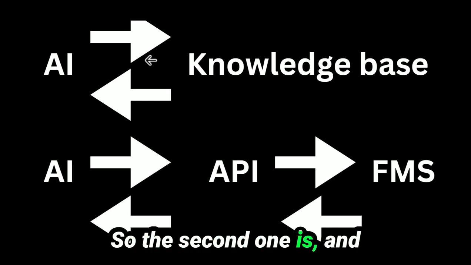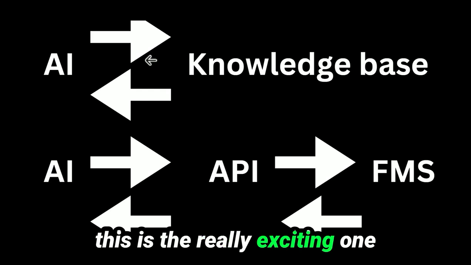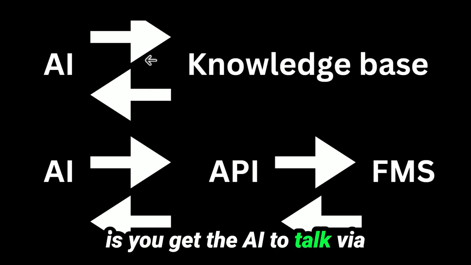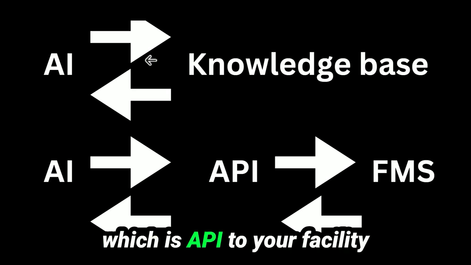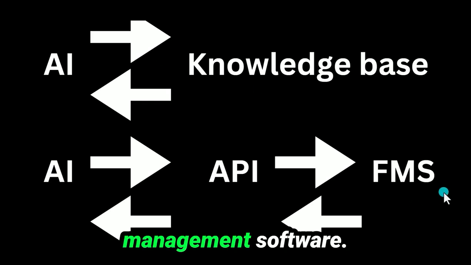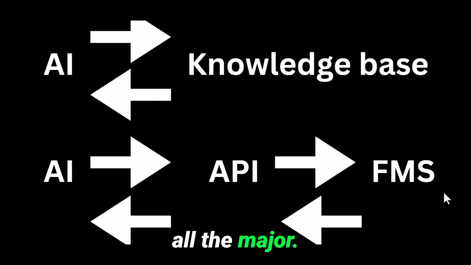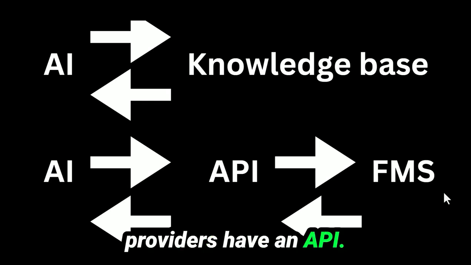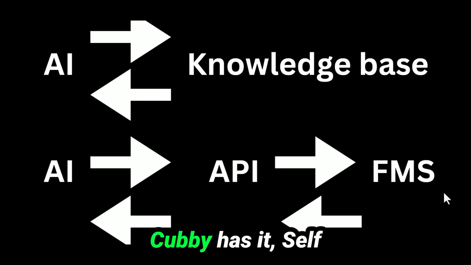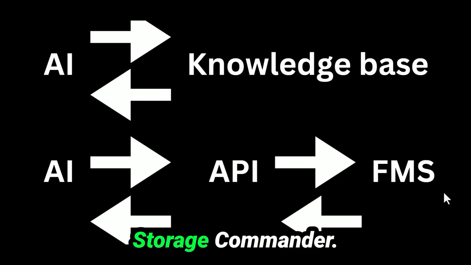So the second one, and this is the really exciting one, is you get the AI to talk via application programming interface, which is API, to your facility management software. Now, pretty much all the major self-storage management software providers have an API. Storable has them. Cubby has it, Self-Storage Manager, Storage Commander.